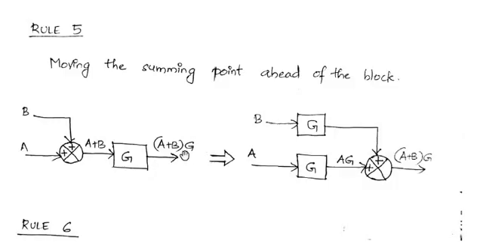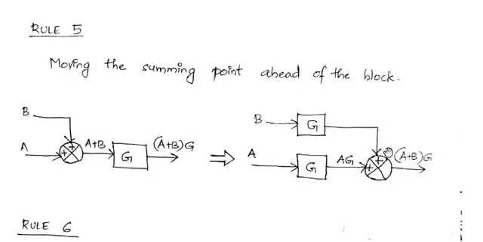Okay, so here what I am trying to do is move this summing point in front of the block, or ahead of the block. After applying rule 5, our summing point will come over here. Then the signal A would directly go to G like this. A will go to G, and the output of this block will now become A multiplied with G, AG.